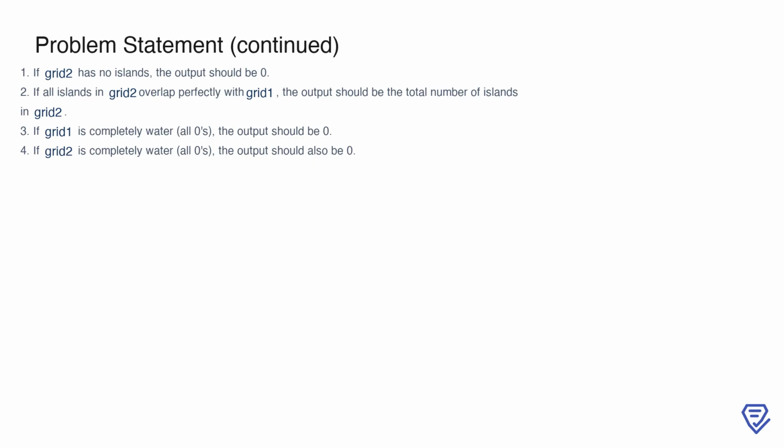Finally, let's discuss some edge cases. If grid 2 has no islands, meaning it contains only water cells, the output should be 0 since there are no sub-islands to count. Similarly, if all islands in grid 2 perfectly overlap with grid 1, the output should be the total number of islands in grid 2. On the other hand, if grid 1 is completely water, meaning all cells are 0, then the output will also be 0 because no islands in grid 2 can be sub-islands. Lastly, if grid 2 is entirely water, the output will again be 0, as there are no islands to evaluate. These edge cases help ensure our solution handles scenarios where the grids are either entirely water or perfectly aligned.